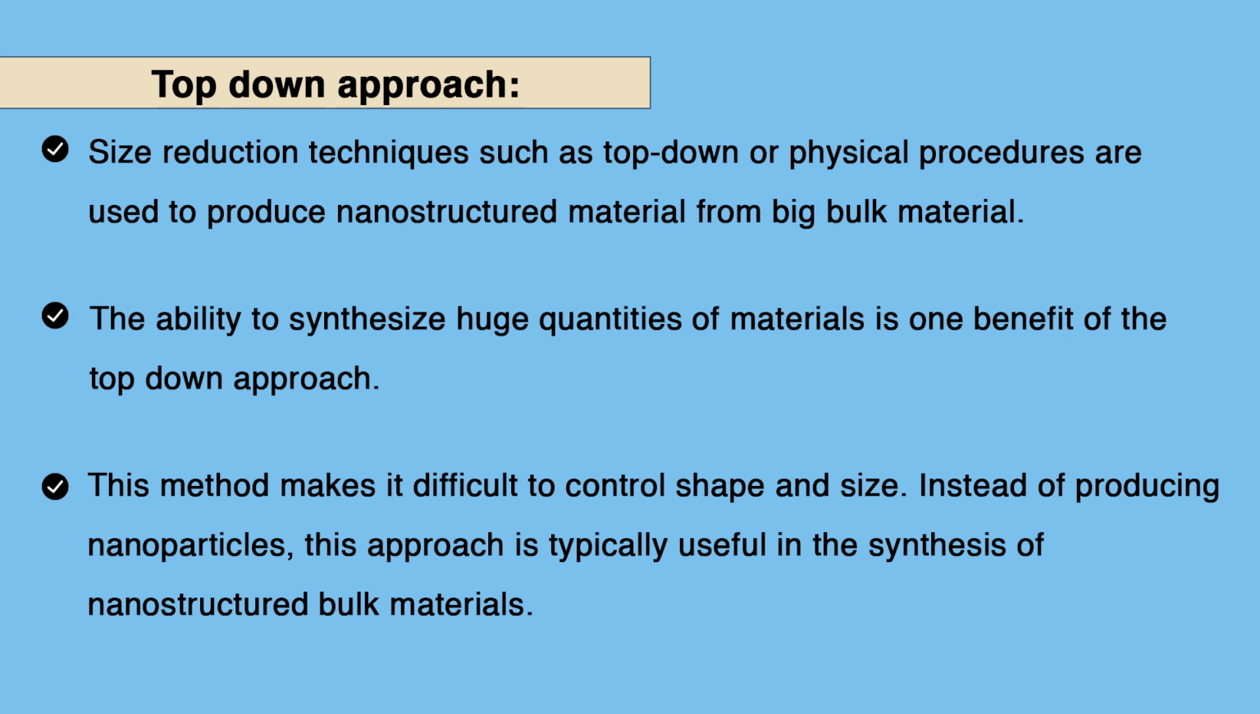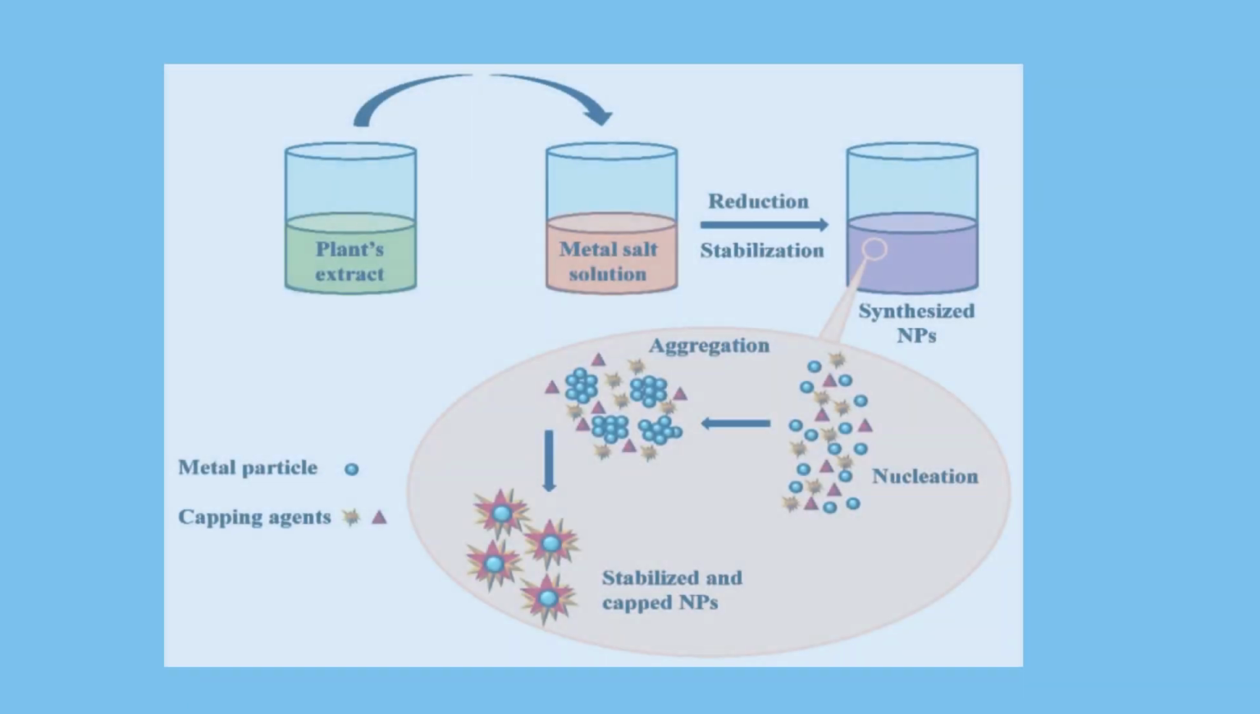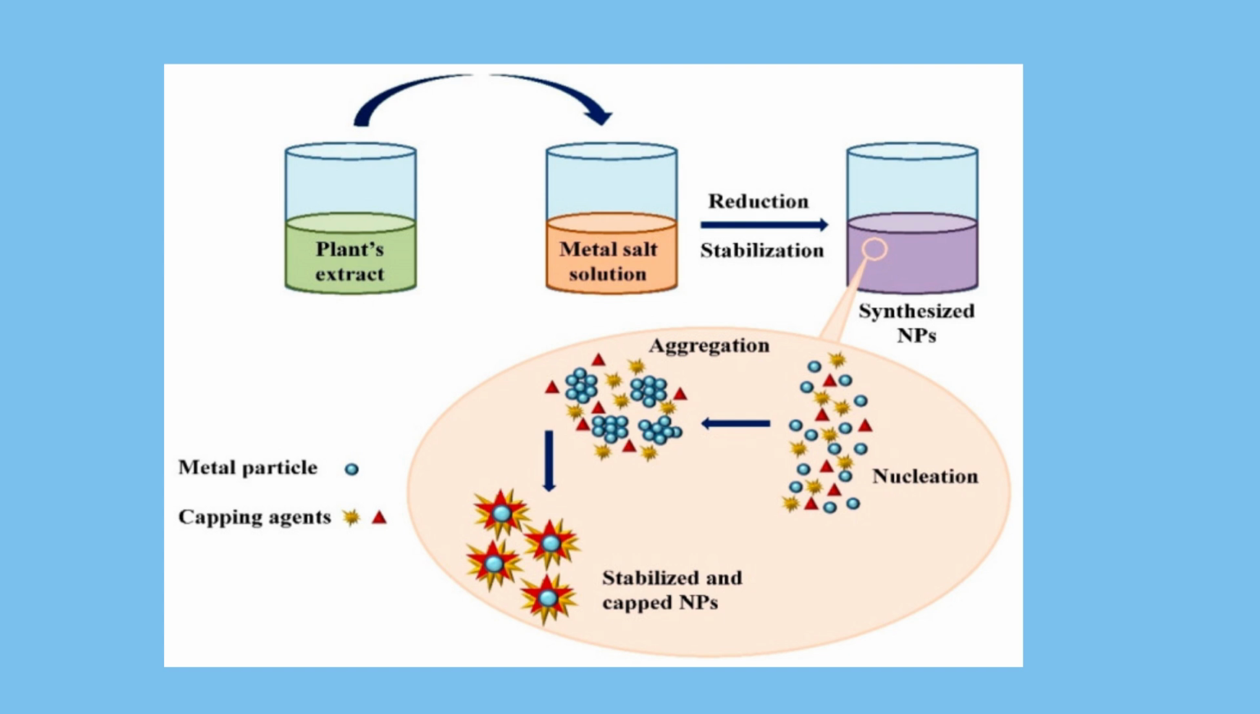Instead of producing nanoparticles, this approach is typically useful in the synthesis of nanostructured bulk material. Some of the top down approaches for the synthesis of nanomaterials are the following: mechanical alloying, equal channel angular pressing, high pressure torsion, nanofabrication and nanolithography, and so on. The bottom up and top down approaches can be schematically represented as we presented in these photos.